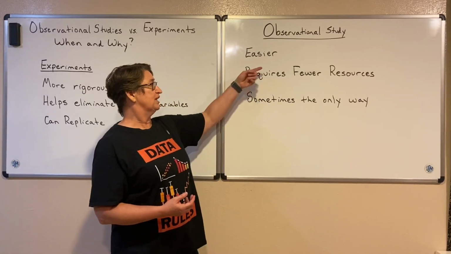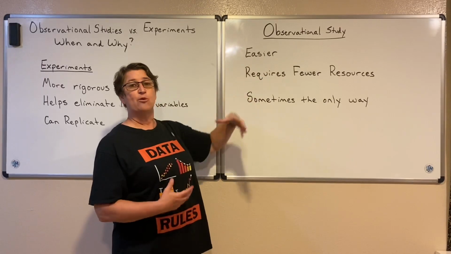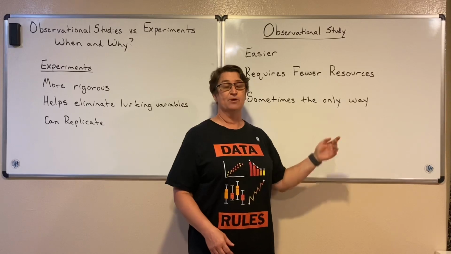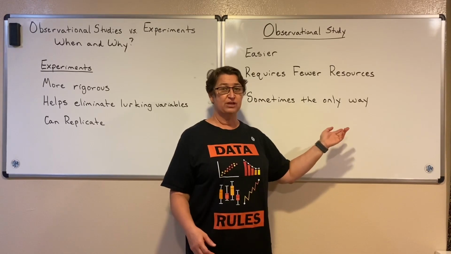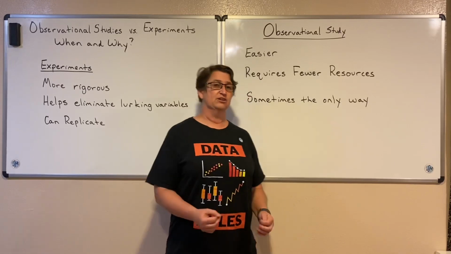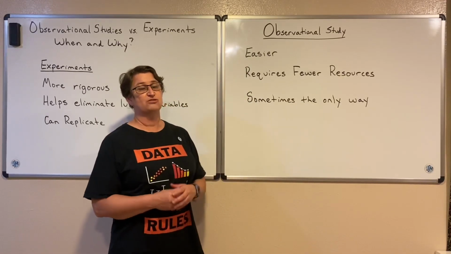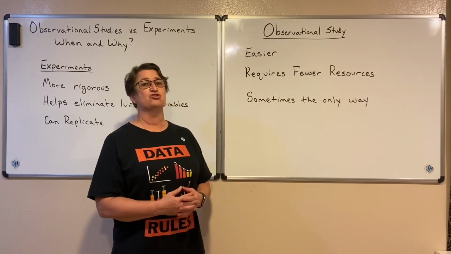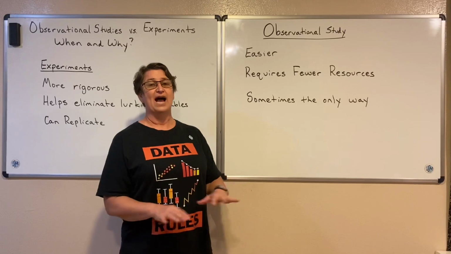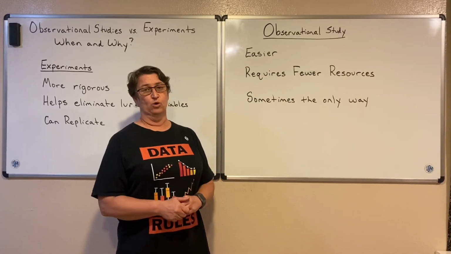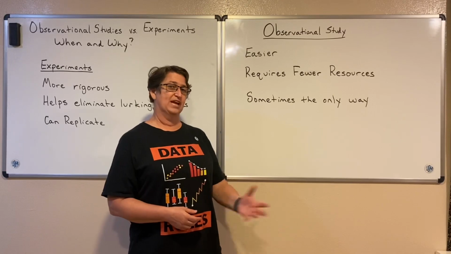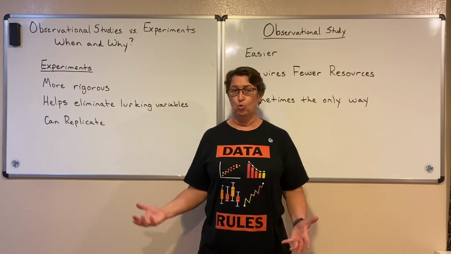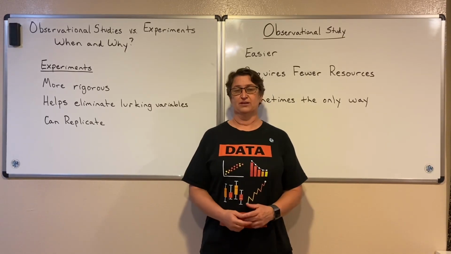So observational studies have a tendency to be easier. They require fewer resources than experiments. They're not as hard to set up. Although some of them still have difficulty, it's not as difficult as doing an experiment. And sometimes it's just the only way that you can collect data is by simply observing. Sometimes it's just not possible to divide into groups and give a treatment to one group. Sometimes you just have to observe data that's already there. So that's kind of an explanation on when we use experiments and why versus observational studies.